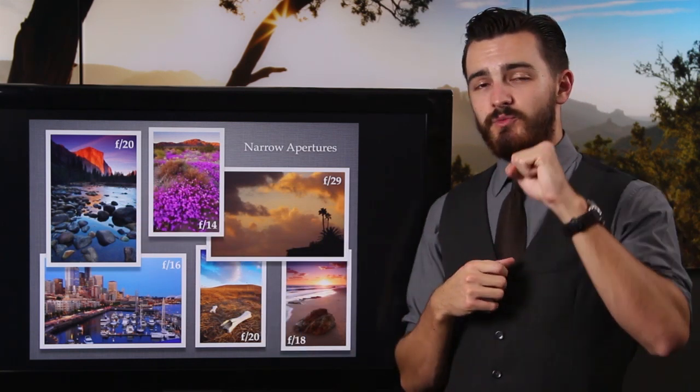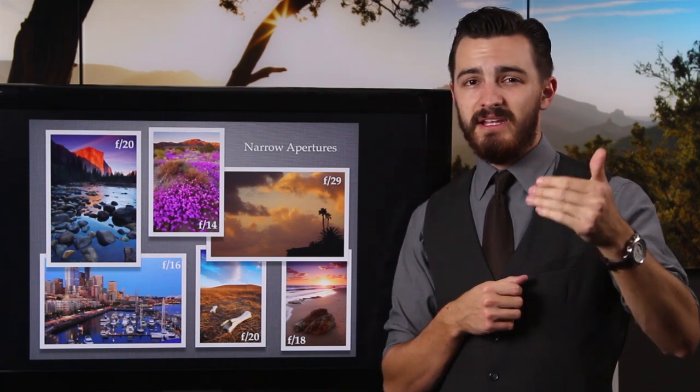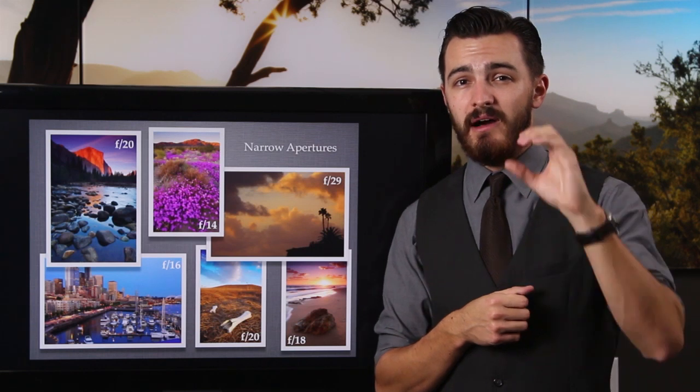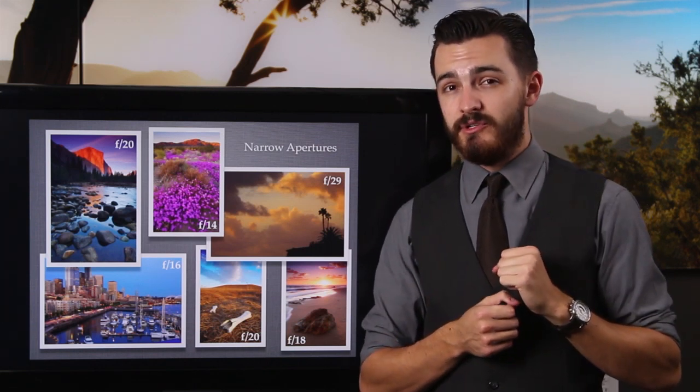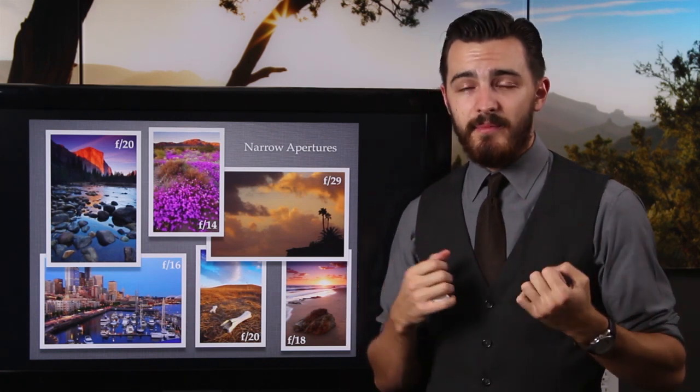So those small apertures will give you everything in focus, or at least more in focus, but it's going to be at the penalty of a slower shutter speed. So you may have to get onto a tripod when you use those small apertures. So that's the aperture and how stops play into the aperture.